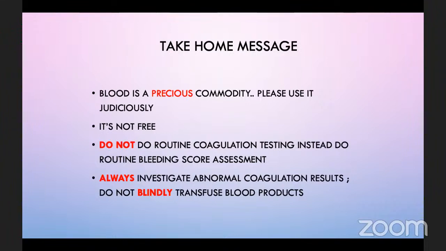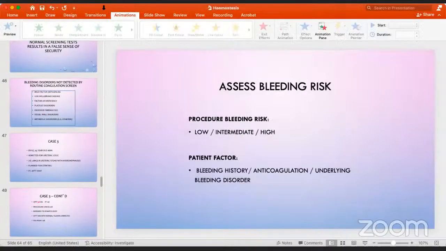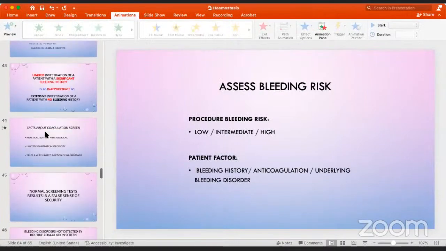And always investigate an abnormal coagulation result. When you do a coagulation screening, if it turns out to be abnormal, you have to investigate. You cannot just transfuse and say, okay, I've transfused, so it should be corrected, I'm happy with it. So do not blindly transfuse and be happy with that. Okay, with that, I would end my presentation today.